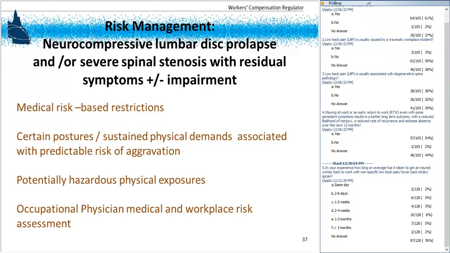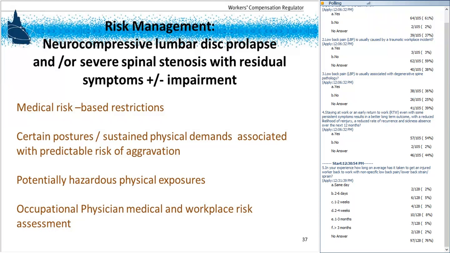they have a vulnerable spine, and certain physical work exposures may now become significantly hazardous. And so I think in that circumstance, there is a reasonable medical risk management basis to recommend restrictions. So, for example, certain postures and sustained physical demands may, in this case, predictably increase the risk of aggravation of symptoms and the underlying pathology.